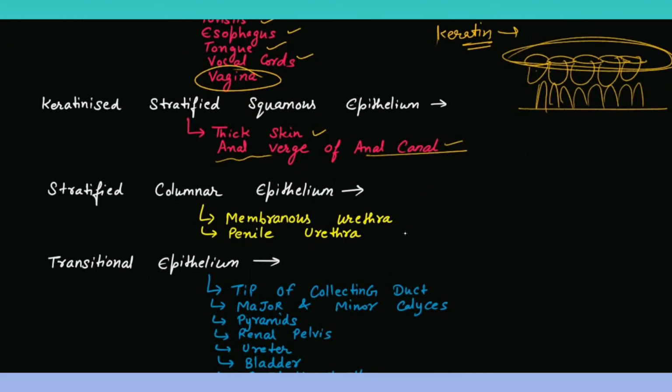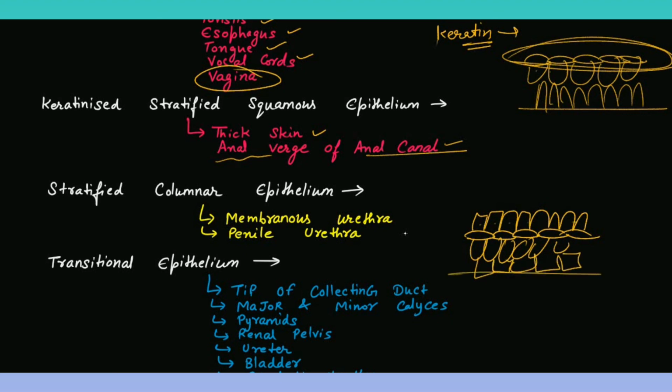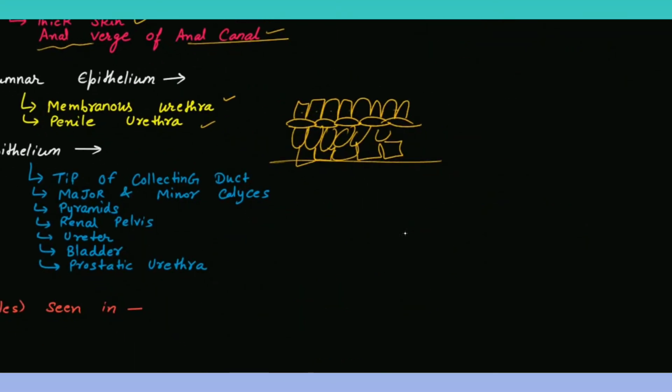Then stratified columnar. So in stratified columnar, the below cells can be like squamous, but the outer cell will be columnar. That's why it's known as stratified columnar epithelium, seen in the membranous urethra and penile urethra. So it's seen in two types of urethra, the membranous and penile urethra. The urethra has three types. Which ones?